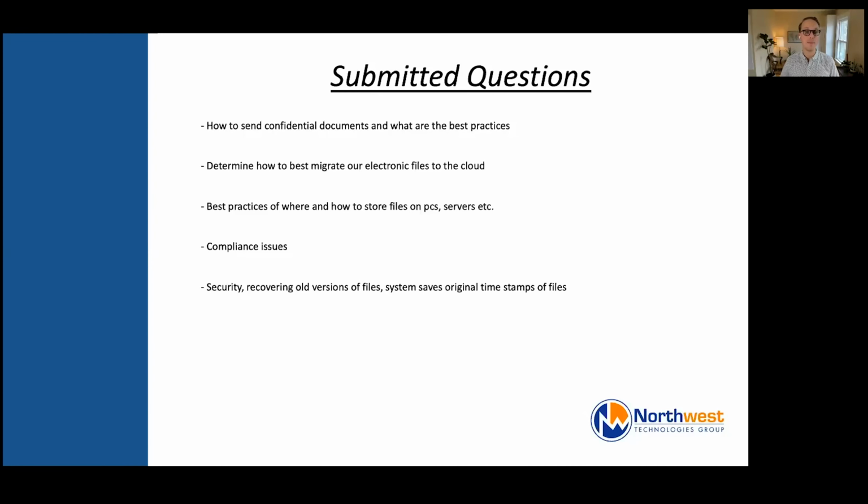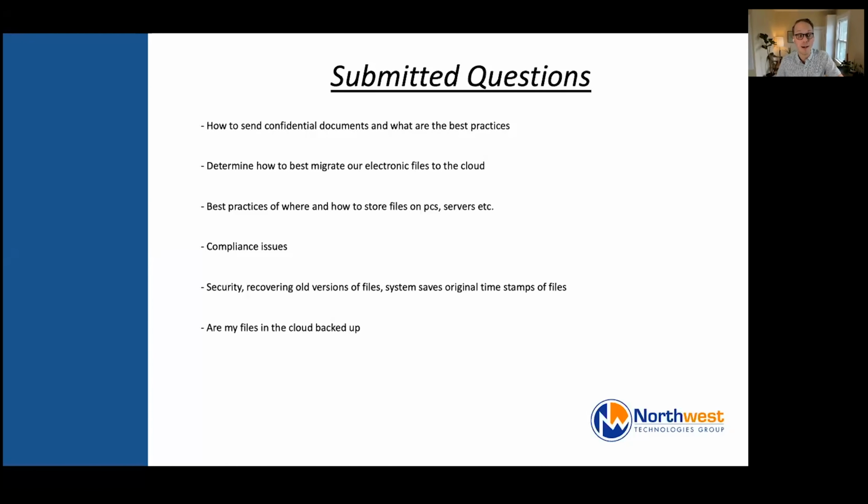Next is security, recovering old versions of files. System saves original timestamp of files. So this question, I believe, is talking about just recovering old files. Once again, I believe I mentioned earlier, Microsoft 365 has some of the best versioning. So if you're trying to recover old versions of files, Dropbox also has great versioning and recovering of versions. Google Drive is decent. However, if you delete a file, you can't restore it after 30 days. So Microsoft and Dropbox have longer durations. So I definitely recommend either Dropbox or Microsoft OneDrive for versioning and recovering of documents.